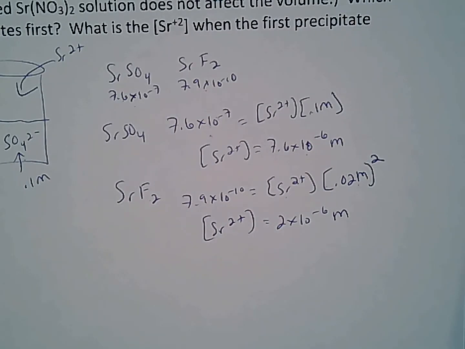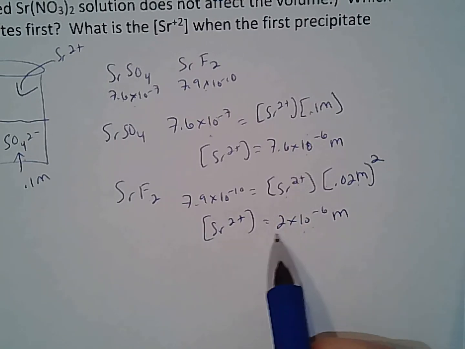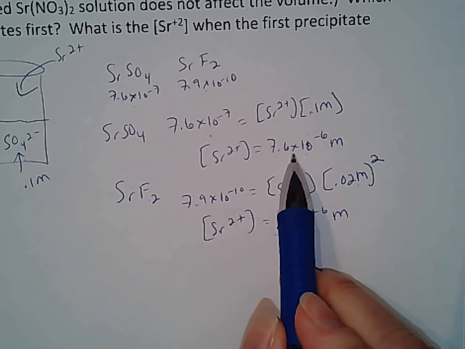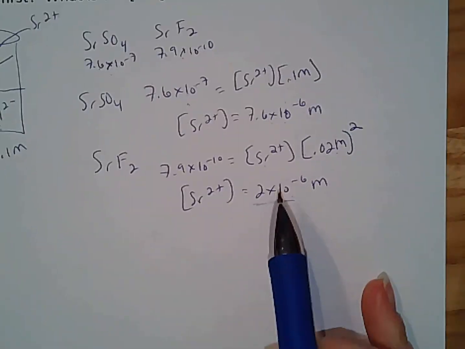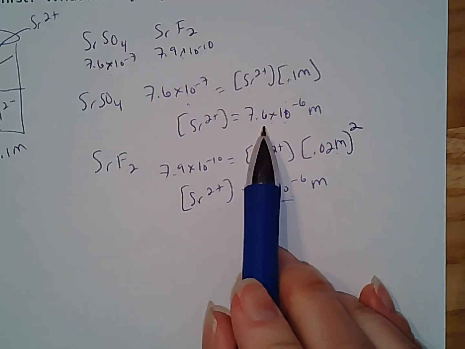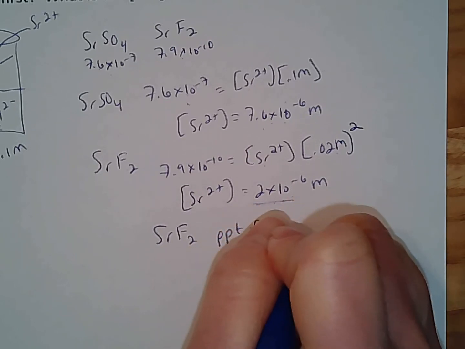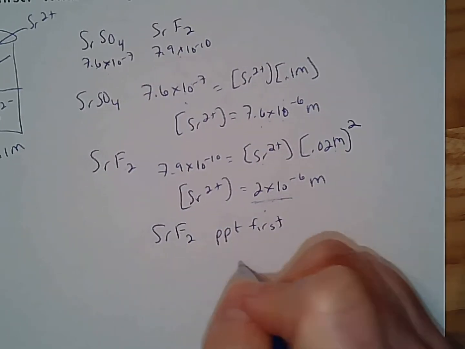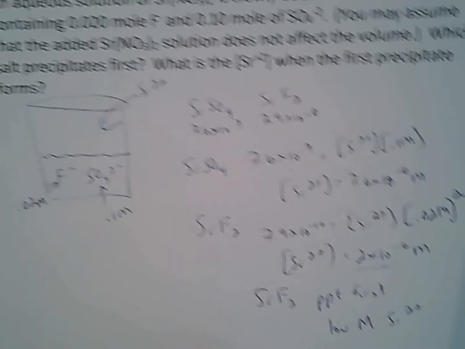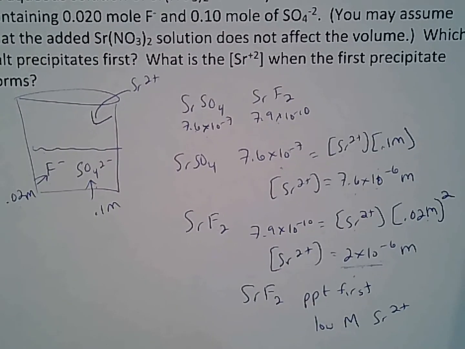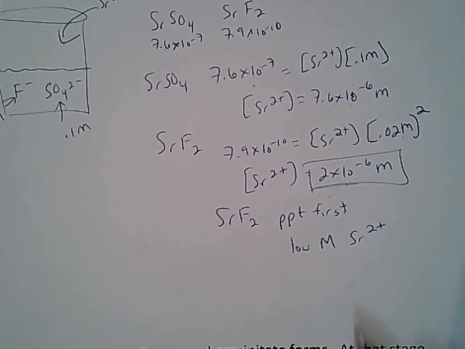So comparing the numbers, this number here, 2 times 10 to the -6, is smaller than 7.6 times 10 to the -6. So if I'm adding the strontium slowly, I would hit this concentration first. So the strontium fluoride would precipitate first. That would be the first precipitate because I have the lower molarity of the strontium needed. So what the strontium is when the first precipitate forms is going to be the 2 times 10 to the -6. And why that's important is going to be seen in the next problem.